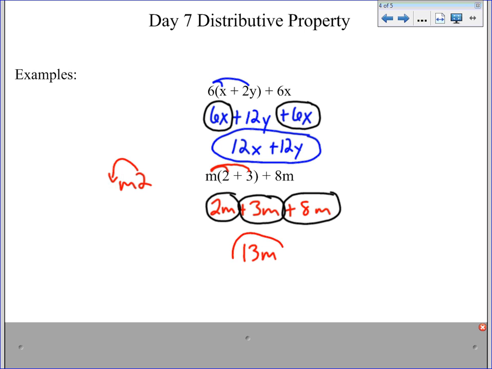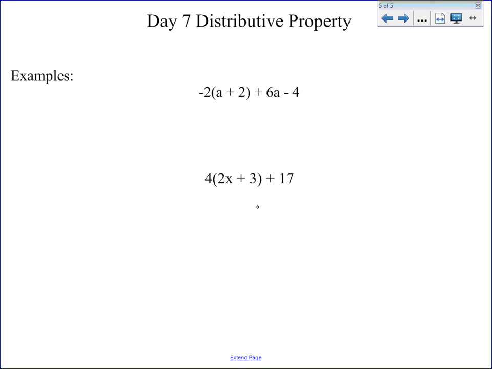I hope that gives you the basics on the distributive property. Good luck. I'd like you to try to finish these last two examples on your own and bring them into class tomorrow, and we'll see how you do.